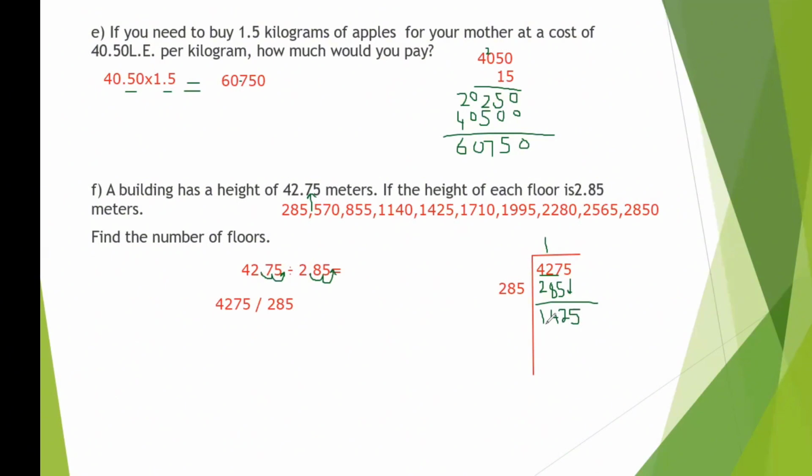فبقى النمبر عندي 1425 موجود هنا. So لما نلاقيه لازم نعده 1 2 3 4 5 equals 5. 5 multiplied by 285 equals 1425 and no remainder. يبقى البيلدينج فيه 15 floors.